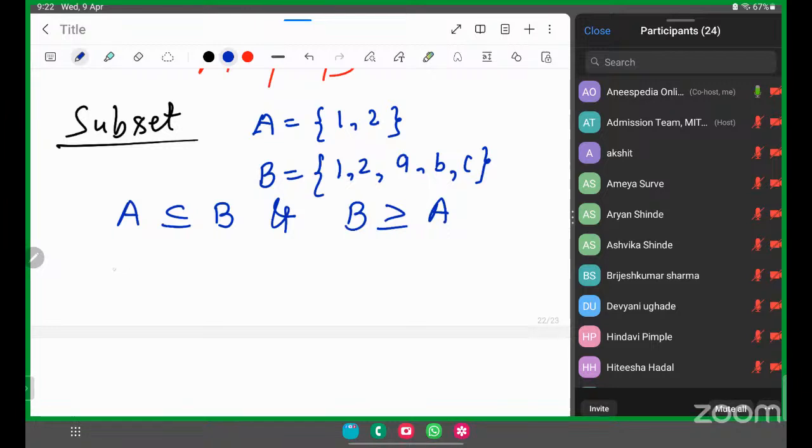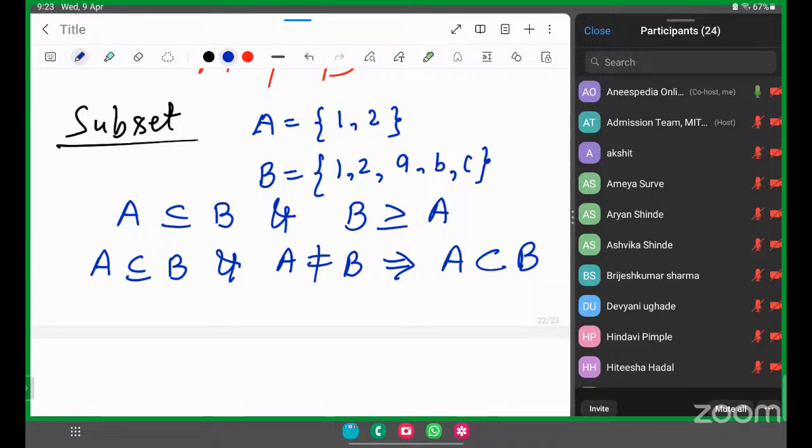Another point is that set A is contained in set B and set A is not equal to set B, which implies that A is proper subset of B. So the condition for proper subset is that in set B there has to be at least one element which is not in set A. If every element of one set is present in any other set, then the first set is subset of the second set.